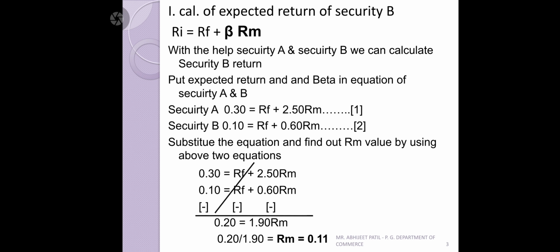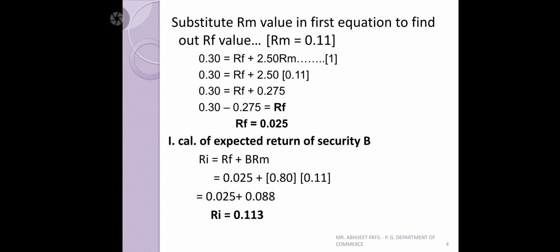So this is the first equation, or you can use any one of the equations, to find out the RF value by putting RM is equal to 0.11. We are using the first equation, where 0.30 is equal to RF plus 2.50 RM. We put RM is equal to 0.11. So 0.11 into 2.50 comes to 0.275, and we want the RF value. So 0.30 minus 0.275 is equal to RF. So RF is equal to 0.025.